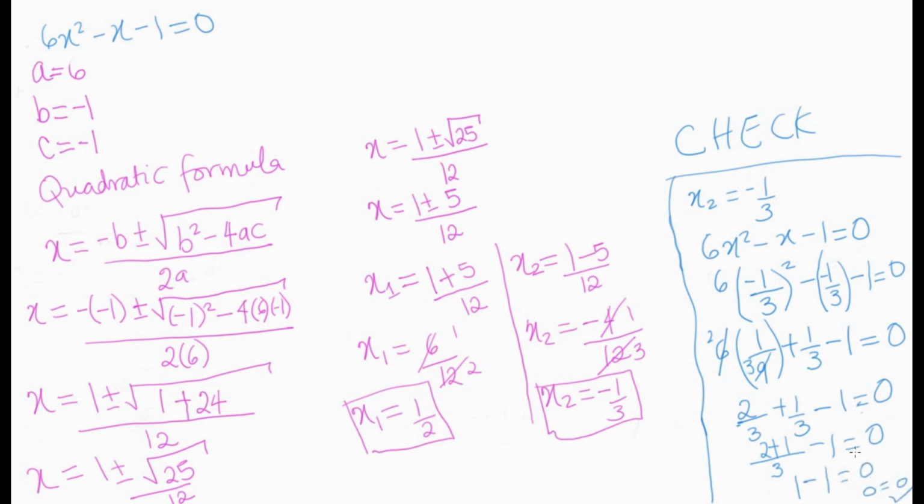Alhamdulillah, we got the right answer. So that means the values x sub 1 equals 1 over 2 and x sub 2 equals negative 1 over 3 are actually the values of the unknown that you get when you solve this equation. So that means the values we got are correct. Now we're going to move on to the second question.